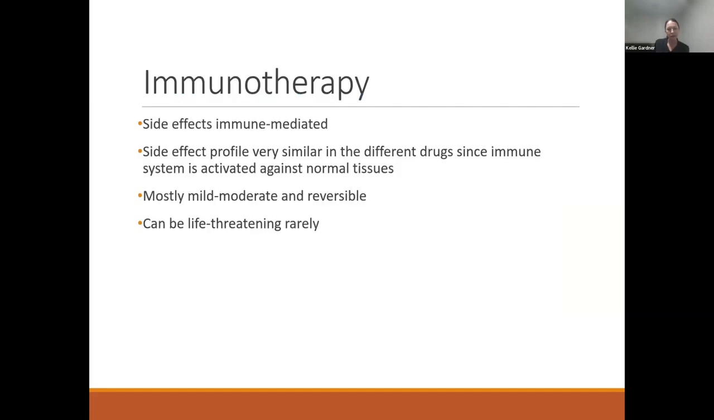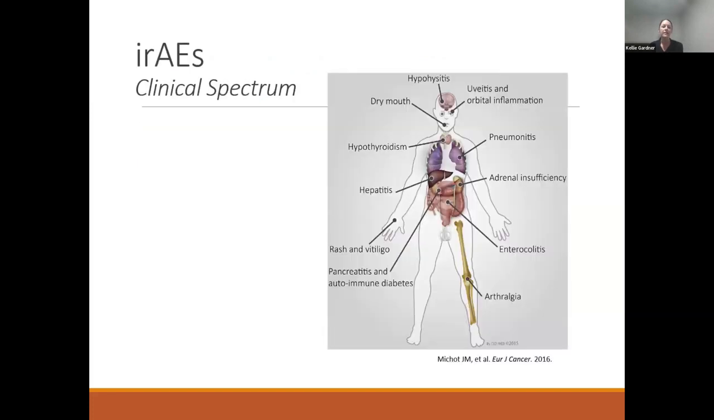So the side effects are immune mediated. Most of these are mild to moderate and reversible. Some of them can be permanent, like the endocrine abnormalities, but usually very manageable. They can be life-threatening rarely, which comes into play with how we like to jump on these quickly when we need to. The side effects can affect any part of the body. The more common ones that we see are rash or dermatitis, pneumonitis, inflammation of the lungs, some endocrine abnormalities like thyroid inflammation, hypophysitis, and then adrenal insufficiencies, as well as enterocolitis and inflammation of the eye.